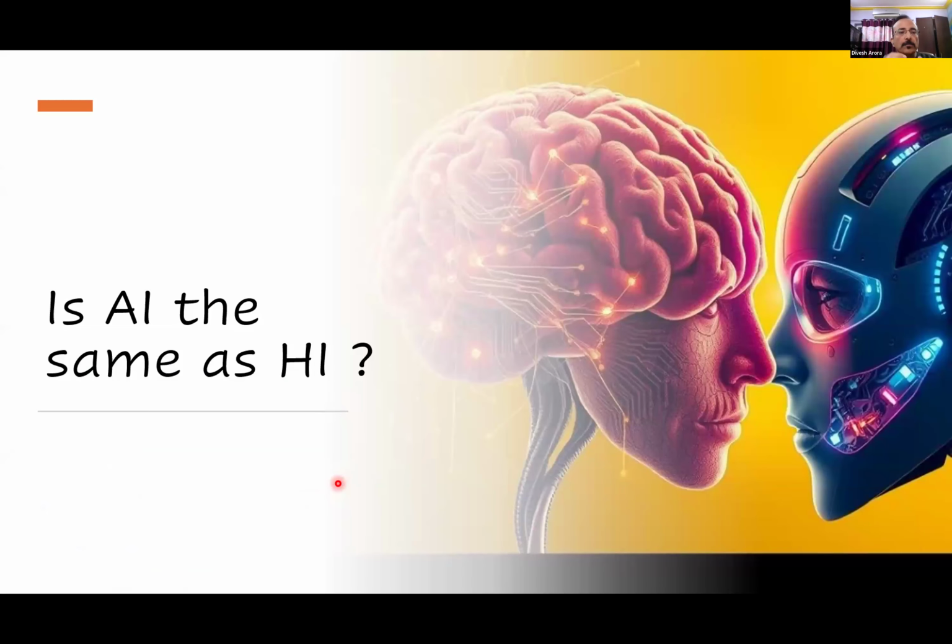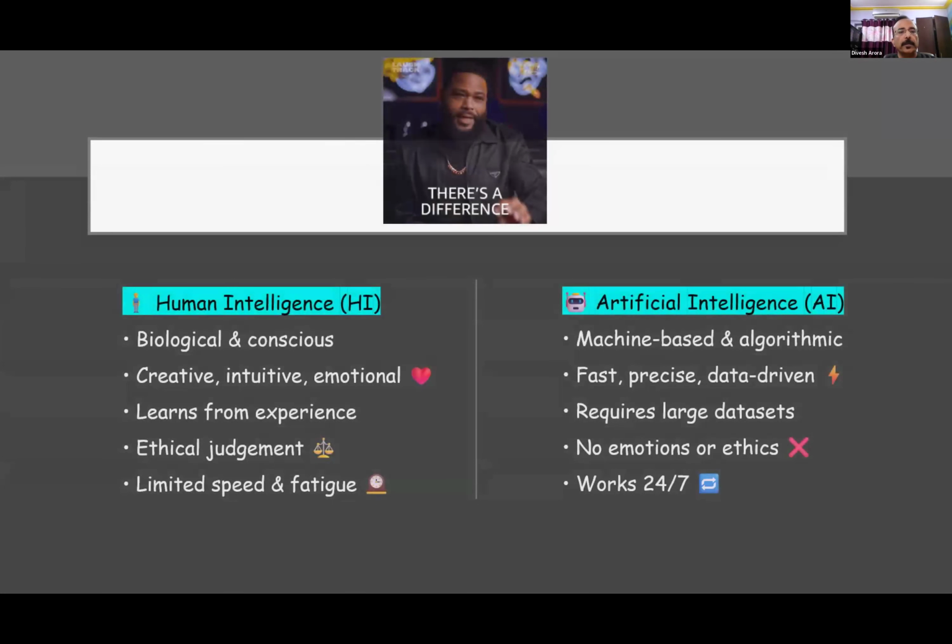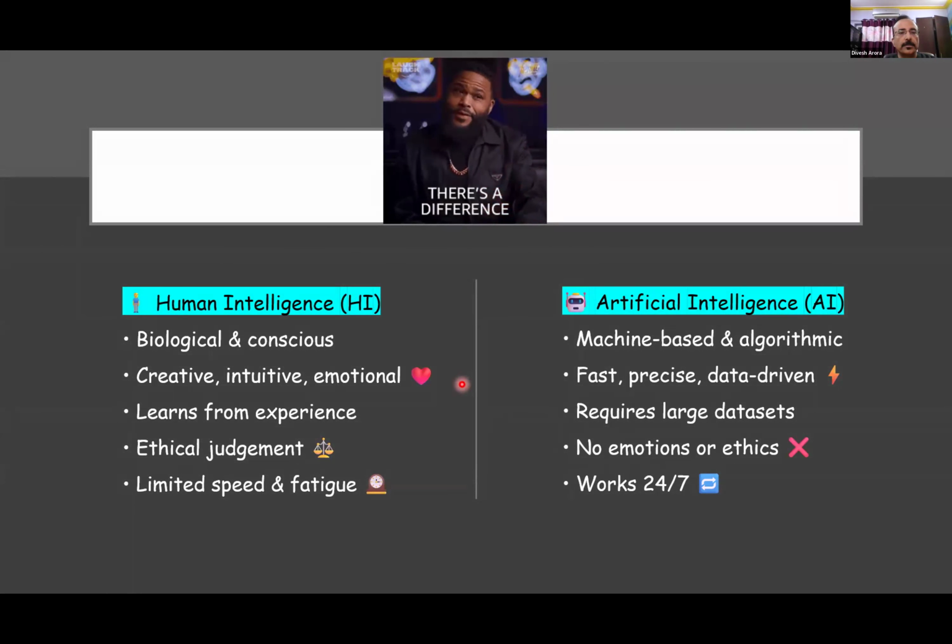So the big question which comes to our mind is, is artificial intelligence the same as human intelligence? Answer is big no. Let's analyze how both of them are different. So human intelligence, my dear friends, is essentially biological, conscious. It's creative, intuitive, emotional. It learns from experience and it has got ethical judgment, moral values, but the limitation is the speed and the fatigability. We do need a rest. We need to sleep in the night so as to recharge our battery.